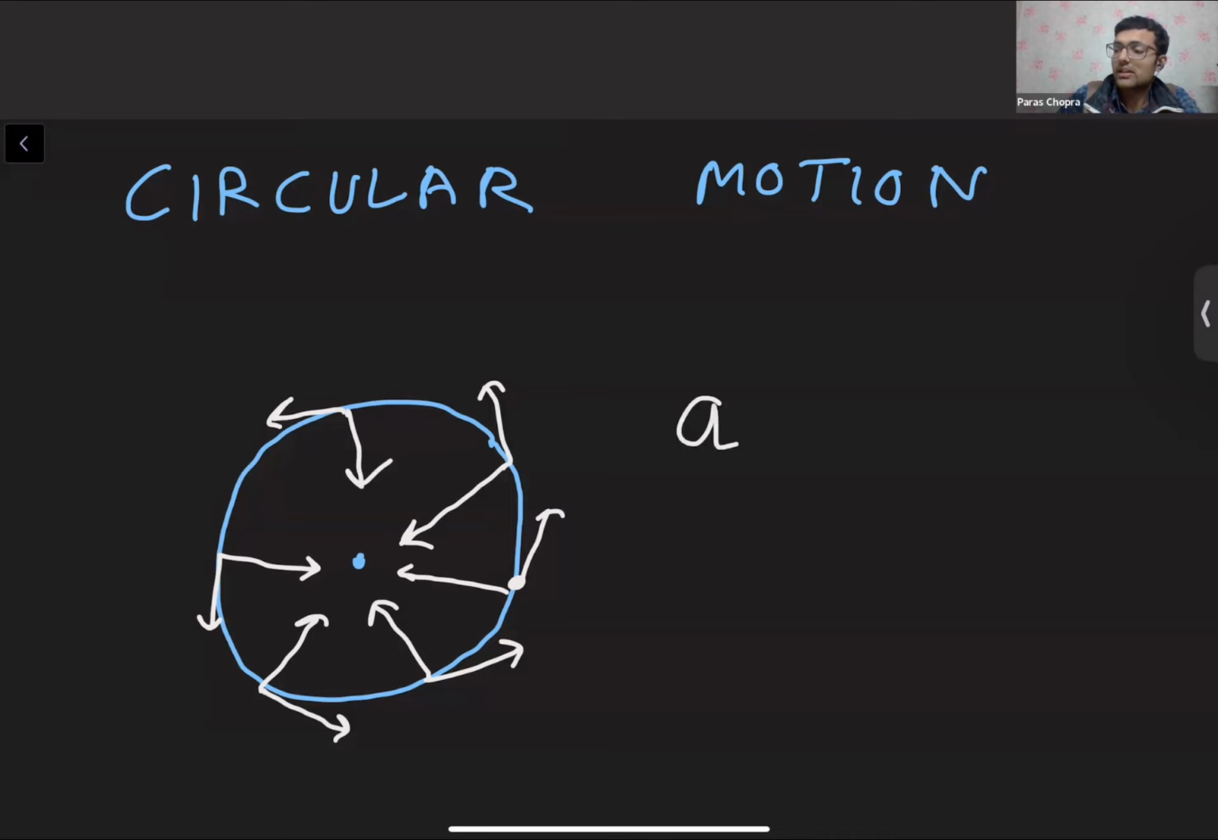And the magnitude of this acceleration will be equal to v squared over r, where r is the radius and v is the linear velocity at all points.